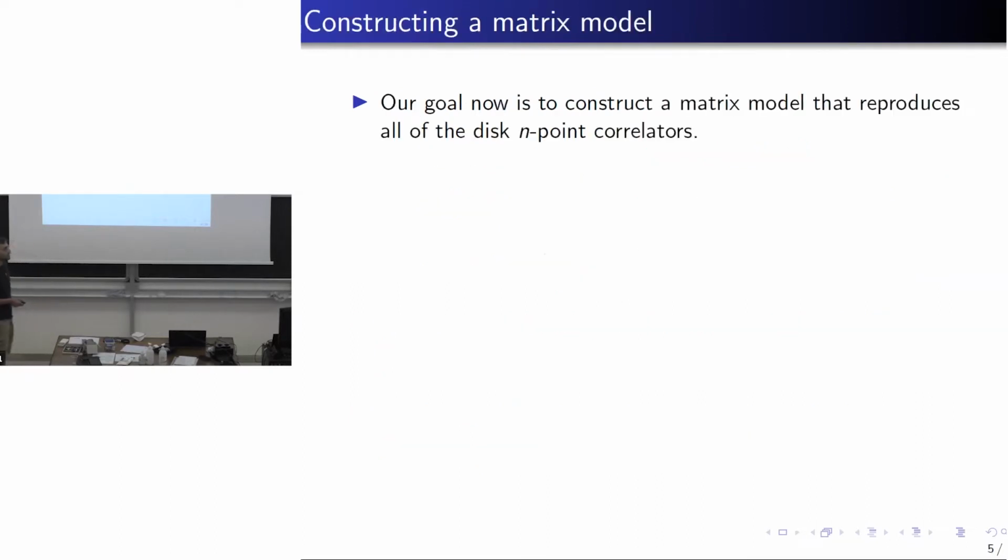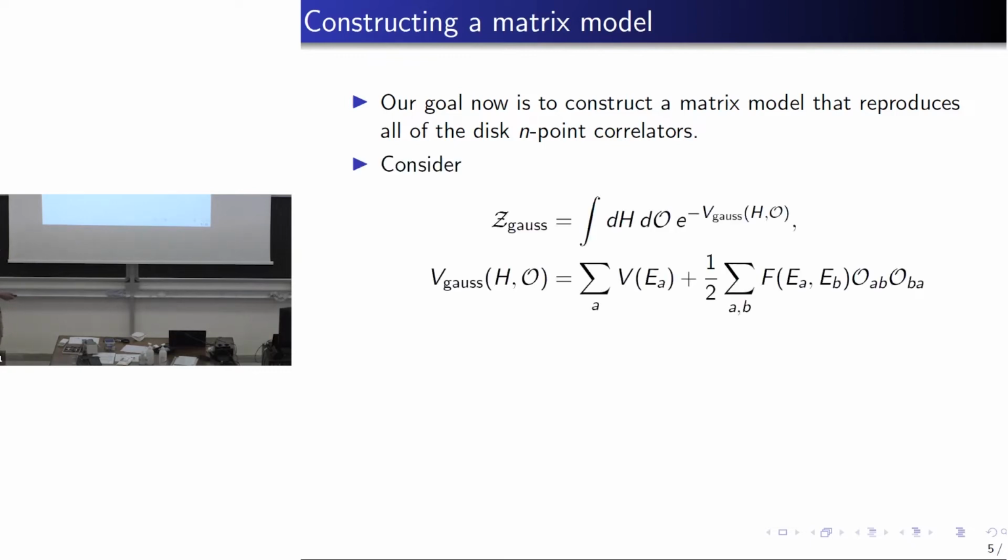Okay, great. So now that I've introduced the arena that we're working in, our current task is to construct a matrix model that reproduces all of the disk endpoint correlators. At this point in the talk, I'm only talking about disk correlators, and the double trumpet is part 2 of the talk. So let's just talk about the disk correlators, like what I showed you before. Okay, so here's a toy model. This is our first stab at the problem.